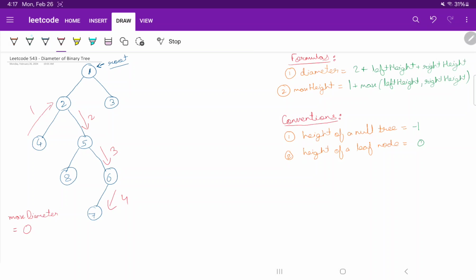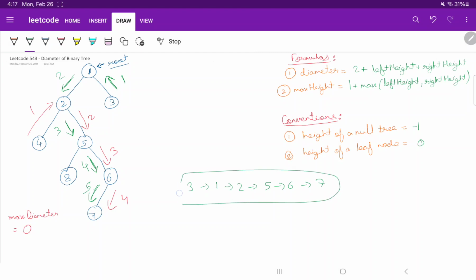Let's say if we take this for example, this path is first length 1, this is length 2, this is length 3, this is length 4, and this is length 5. So therefore the diameter of the binary tree is length 5, which comprises of nodes 3, 1, 2, 5, 6, 7. So this is what makes up the diameter of the binary tree.